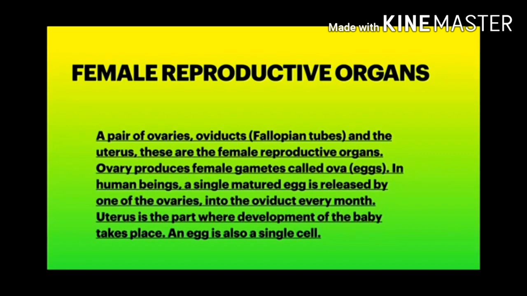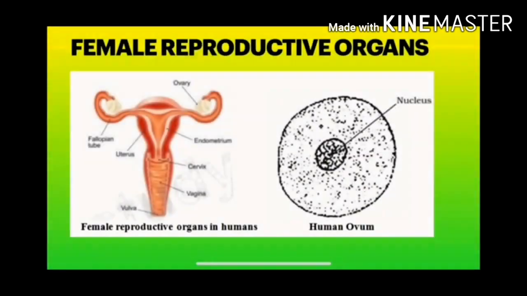You know that the two ovaries are present in the abdominal cavity just below the kidneys in the human female. The function of the ovaries is to make the female gametes called ova or eggs and also to secrete the female sex hormones called estrogen and progesterone.